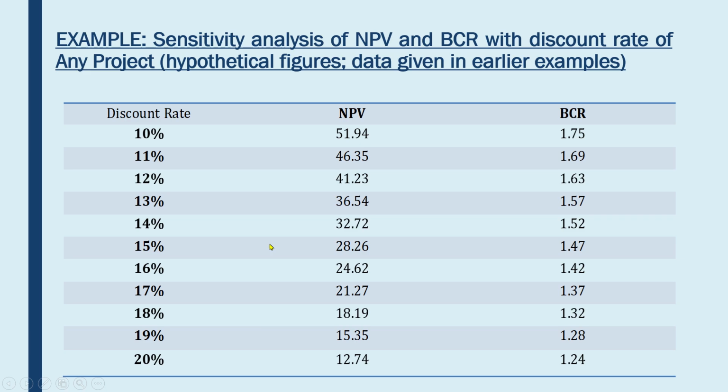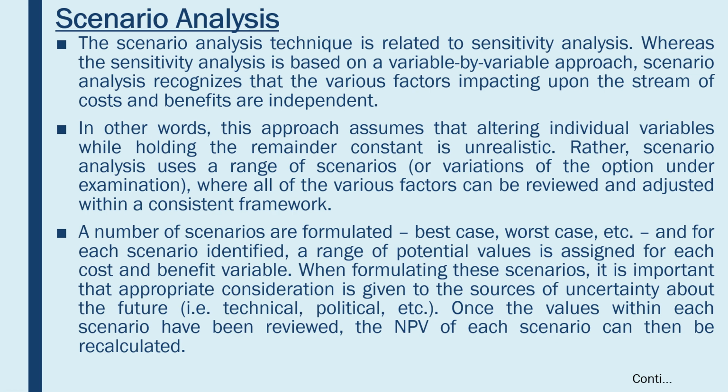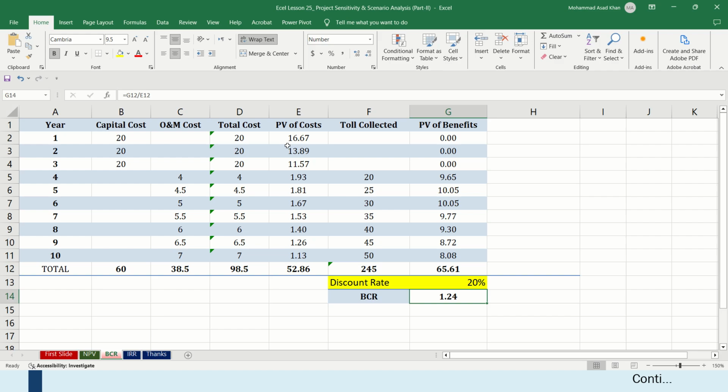So coming to the next, it's scenario analysis. The scenario analysis technique is related to sensitivity analysis, whereas sensitivity analysis is based on a variable-by-variable approach. Scenario analysis recognizes that the various factors impacting upon the stream of costs and benefits are independent. In the same way, I will change these values in scenario analysis.